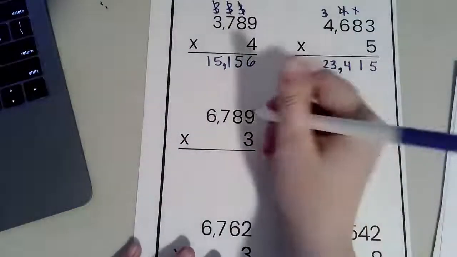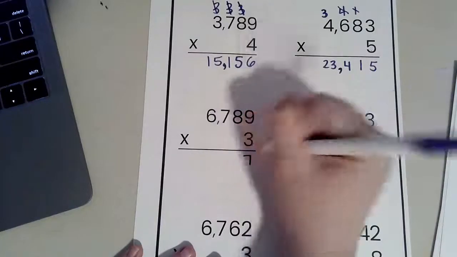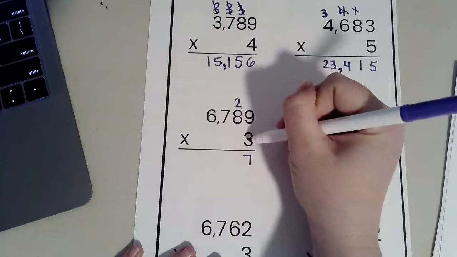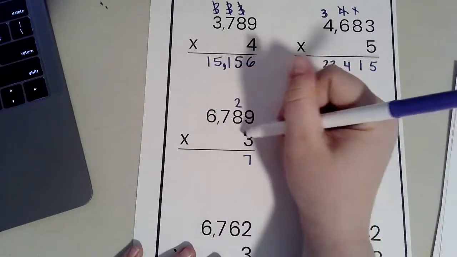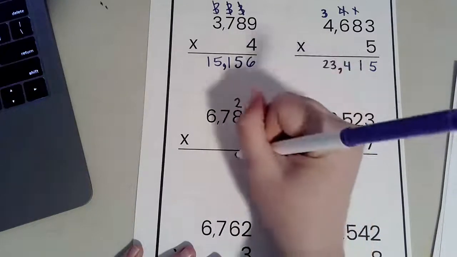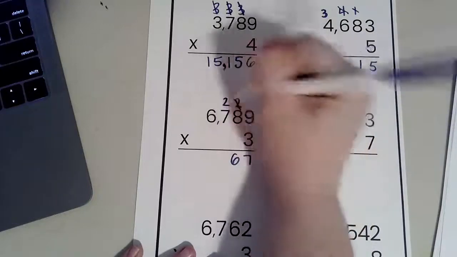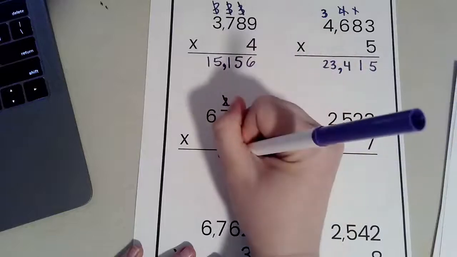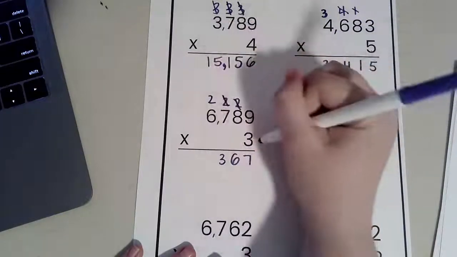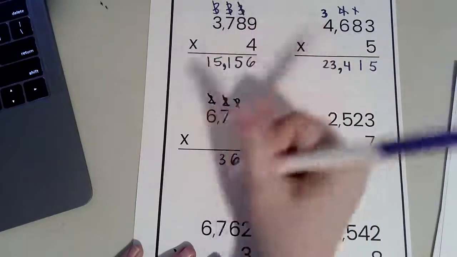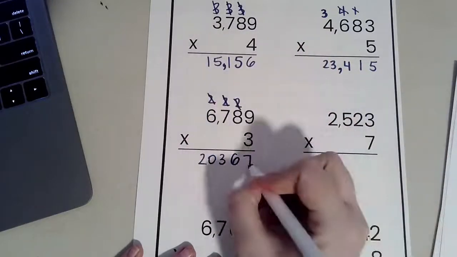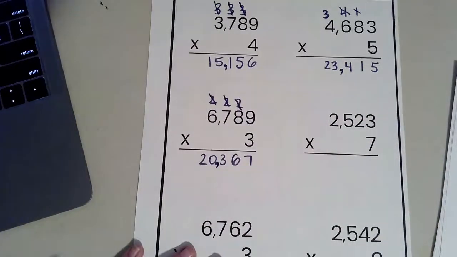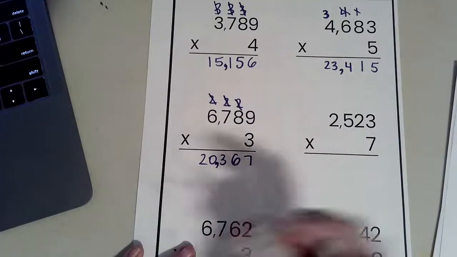Okay. 9 times 3 is 27. So let's put the 7 here and the 2 up there. 8 times 3, because we're just working our way over. 8 times 3 is 24, 25, 26. Cross this out. 7 times 3 is 21, 22, 23. 6 times 3 is 18, 19, 20. So let's just put this here. Start right here. Count back 1, 2, and 3. Okay. All right, next one.